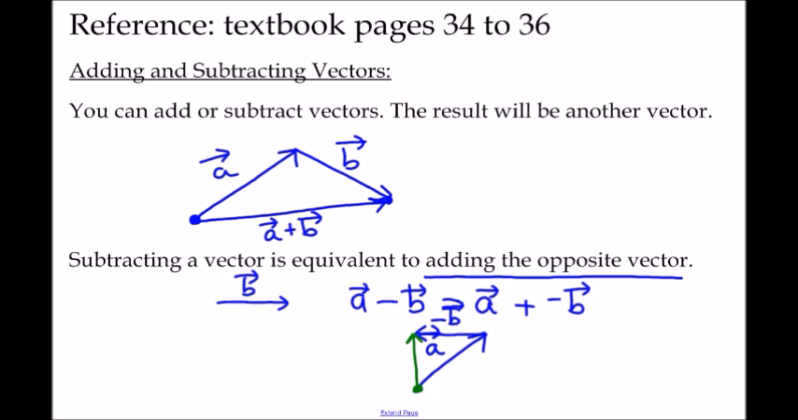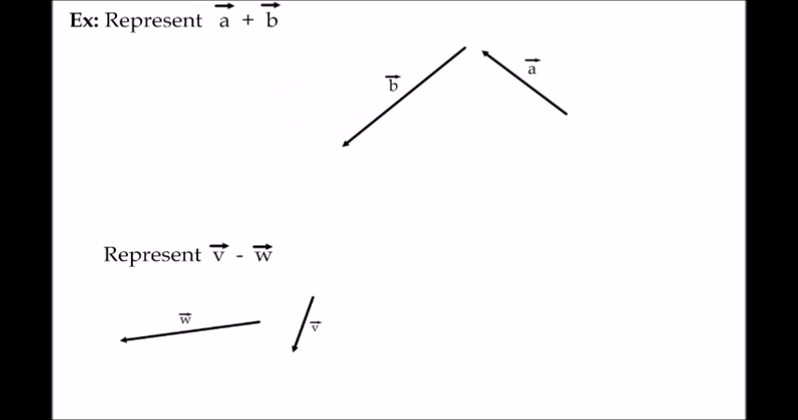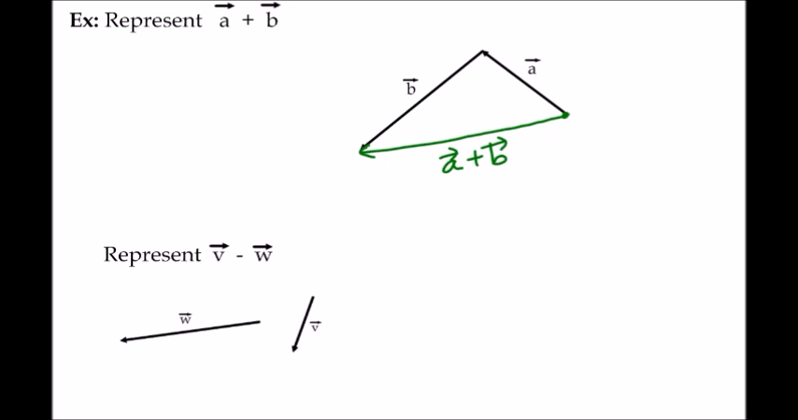So let's look at some examples. If you have to do A plus B, you start with your vector A, and at the end of A, you put your vector B. So your answer will be from the beginning here, going to the end, that is A plus B.